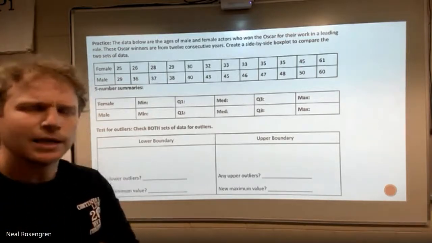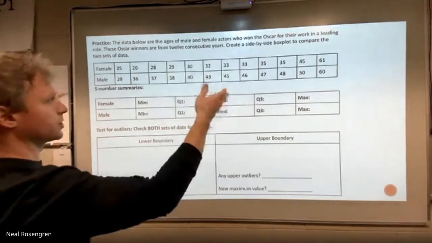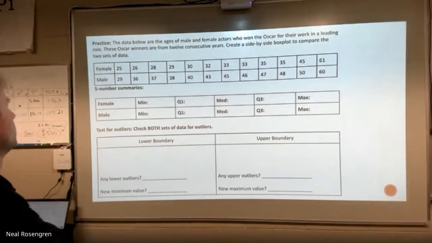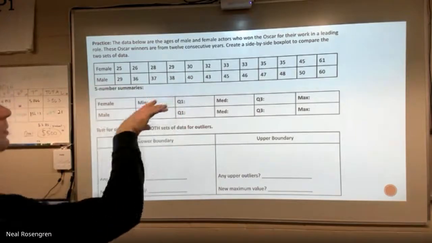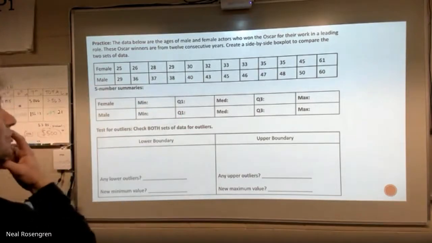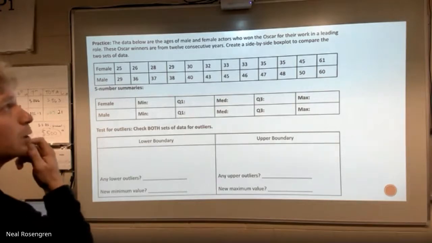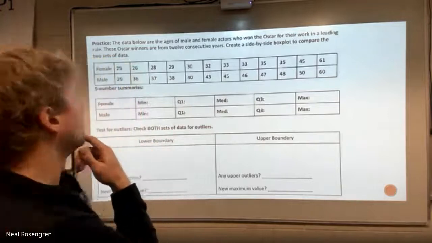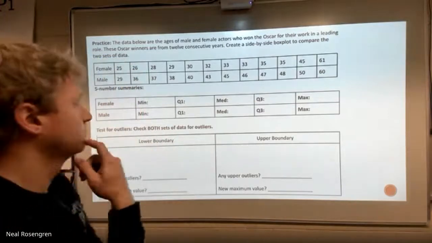A lot less data here in this one. So you'll want to just kind of chop the ends off to find your medians and your Q1s and your Q3s. Because your first row are females, second row are males. And this is true. This is actual data. Male and female actors who've won the Oscar, Best Actor, 12 years in a row.